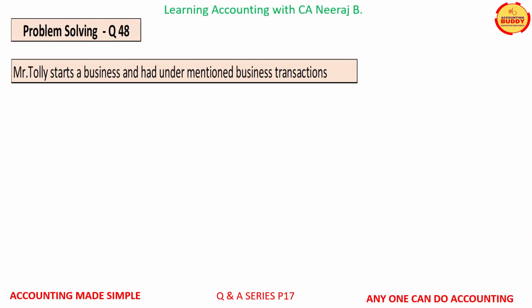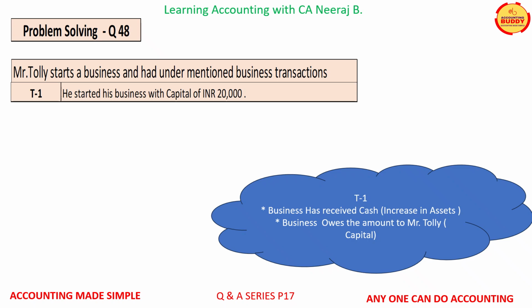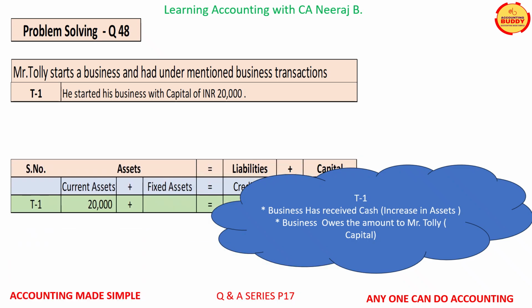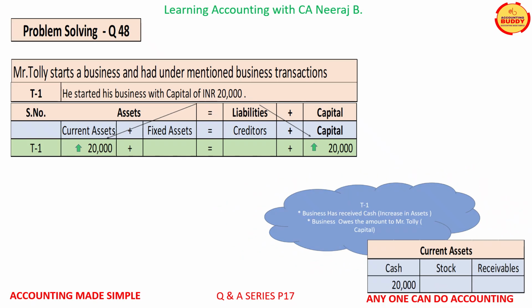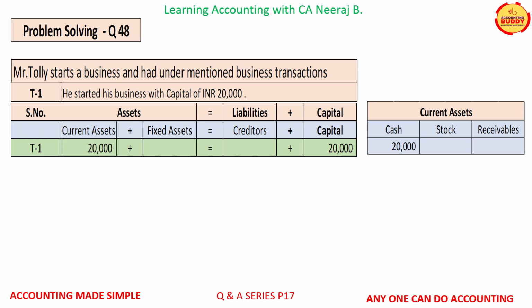So Tolly starts a business and has the undermentioned business transactions. Transaction T1, he started his business with a capital of 20,000. In this transaction, the business has received cash from Mr. Tolly towards his capital contribution. Cash is an asset of the business and capital is the amount which the business owes to Mr. Tolly. Therefore, 20,000 cash being a current asset will appear on the left hand side of the equation under the head assets, and 20,000 will appear under the head capital on the right hand side of the accounting equation. At this stage, the business holds only cash of 20,000 under assets.